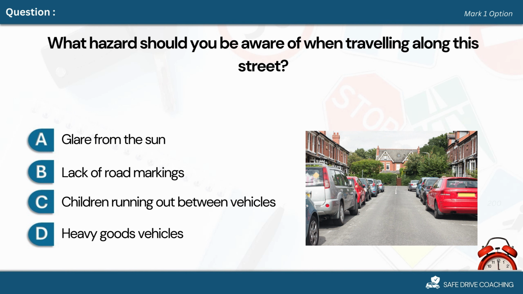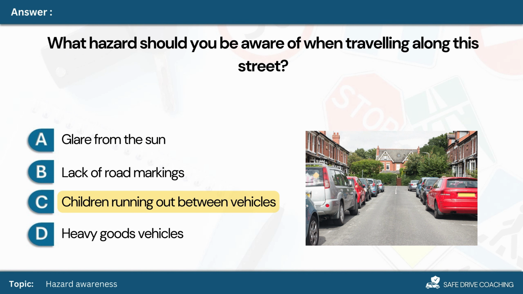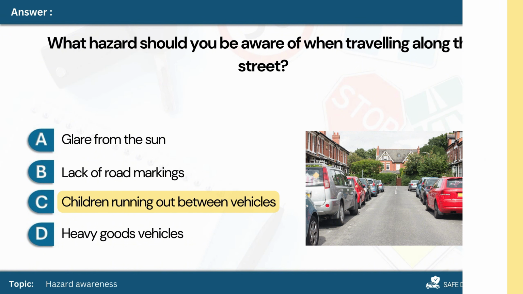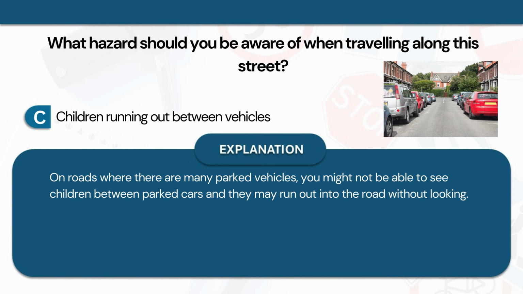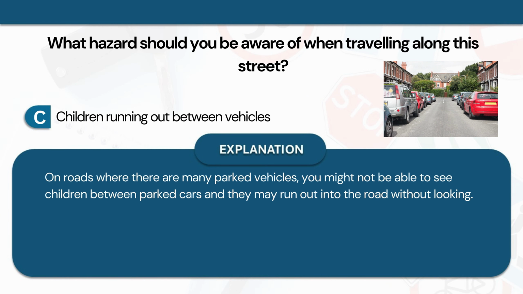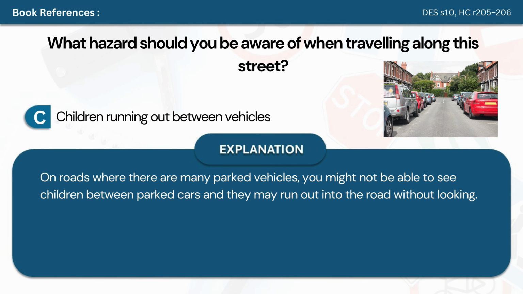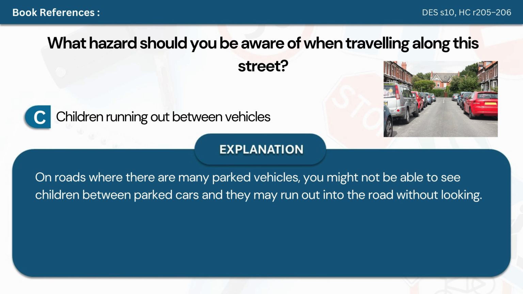The correct answer is C. Children running out between vehicles. On roads where there are many parked vehicles, you might not be able to see children between parked cars, and they may run out into the road without looking.